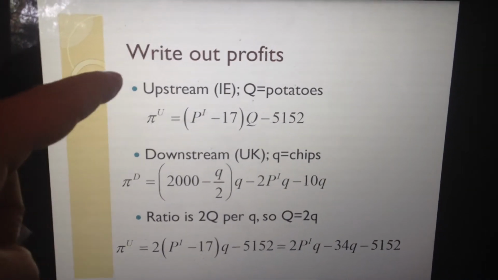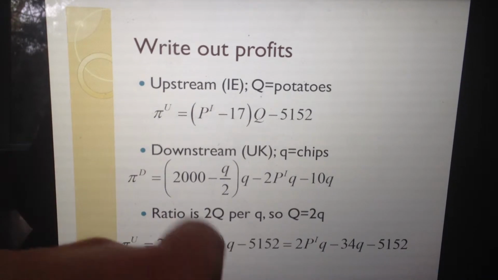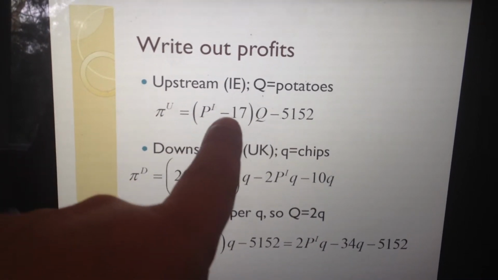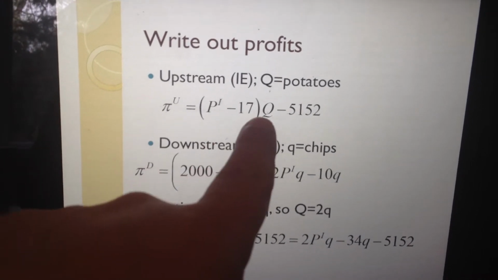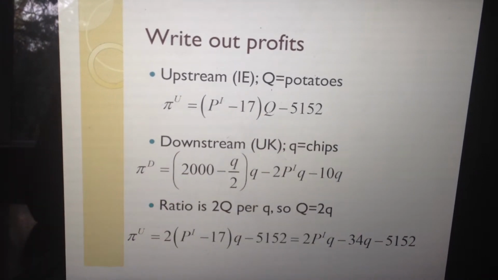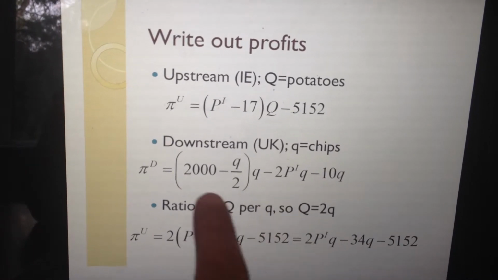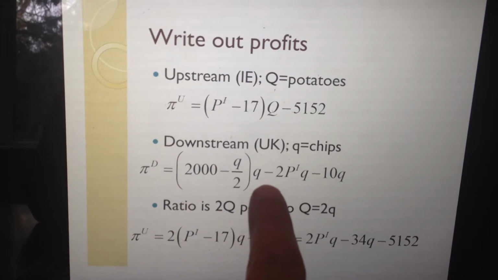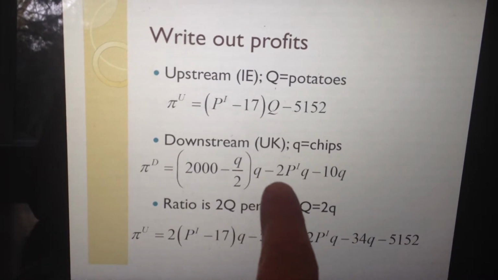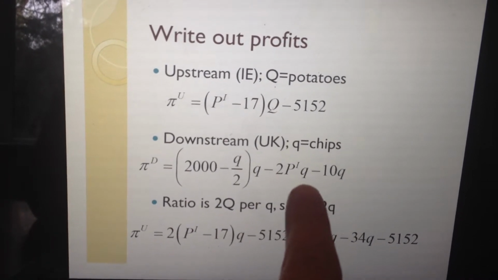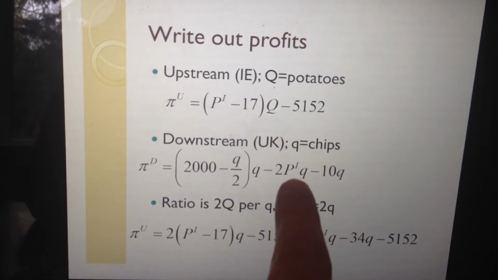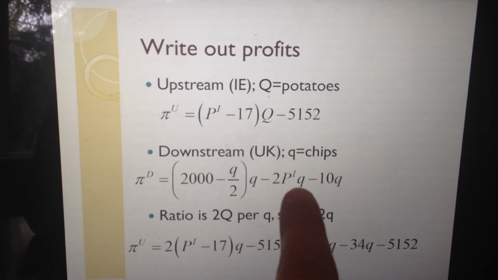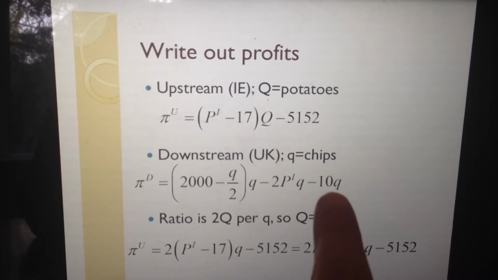So we have the upstream firm in Ireland, where Q is the quantity of potatoes. Their profits are going to be the price of the intermediate good, the price of a potato, minus the cost of making potatoes, times the amount of potatoes sold, minus their fixed cost. Downstream in the UK, this is the price of chips times the number of chips that they want to produce, minus, for every amount of chips they make, they need to spend the intermediate good price 2 times, because they need 2 kilos of potatoes to make 1 unit of chips, minus their cooking oil costs.